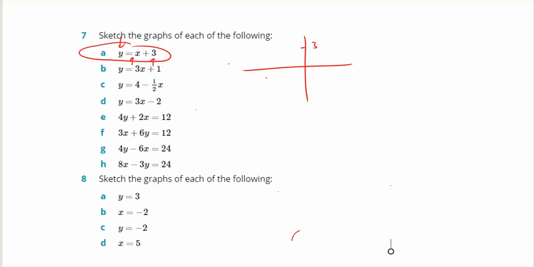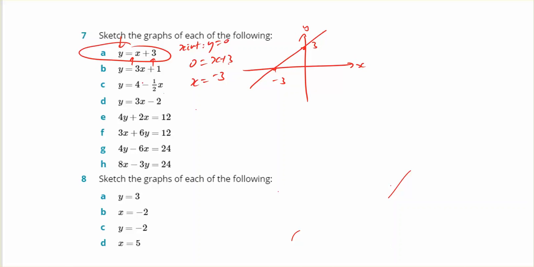But in order to draw a line, I need 2 points. So the second point I'm going to get is from the x-intercept. Now remember, to get the x-intercept, we let y equal 0. So when we let y equal 0, we get 0 equals x plus 3, so x equals -3. So I've got my 2 points. I can draw a line, and I need to make sure I label my axes. Okay, so that's a basic case of drawing a linear graph.